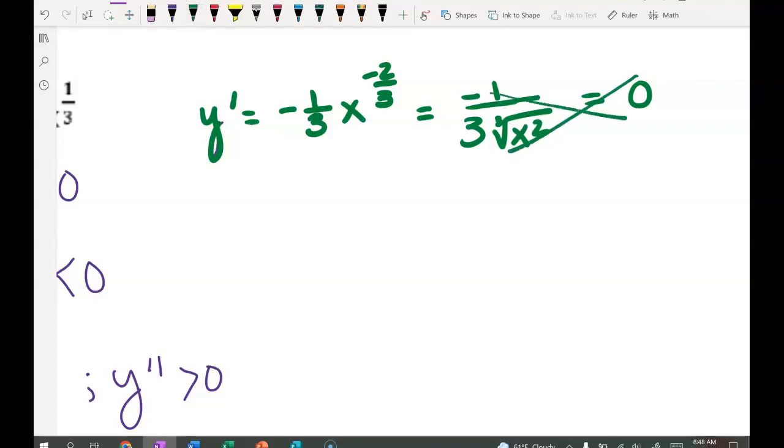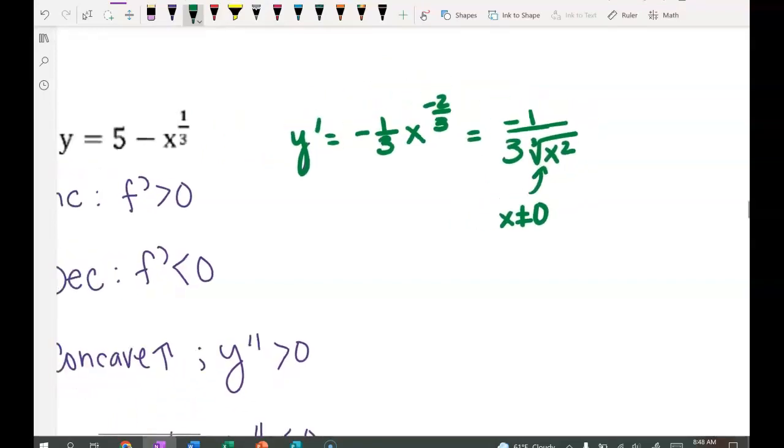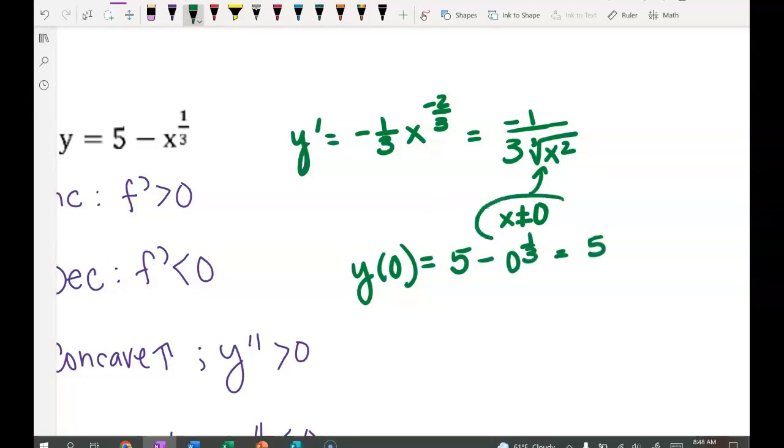But as you can see, we can go and see when the first derivative is not defined. Well, because we have an x in the denominator, that means x can never ever be 0. So this is the critical point, since y of 0 is okay to have, because y of 0 is just 5 minus 0 to the 1/3, which will give us 5. So that's why this is a critical point with a y value of 5.